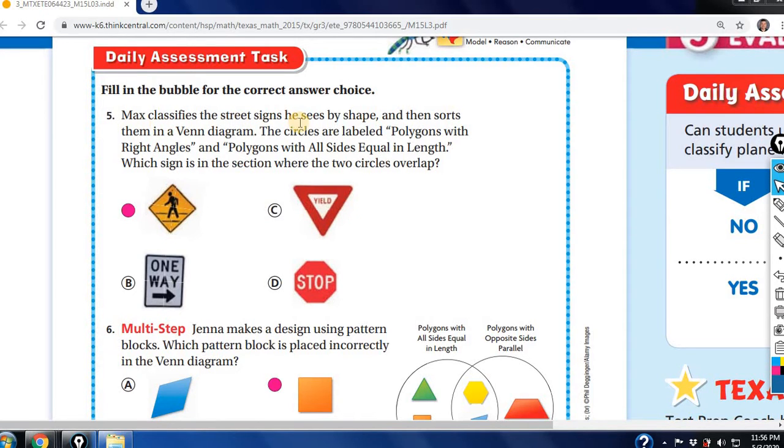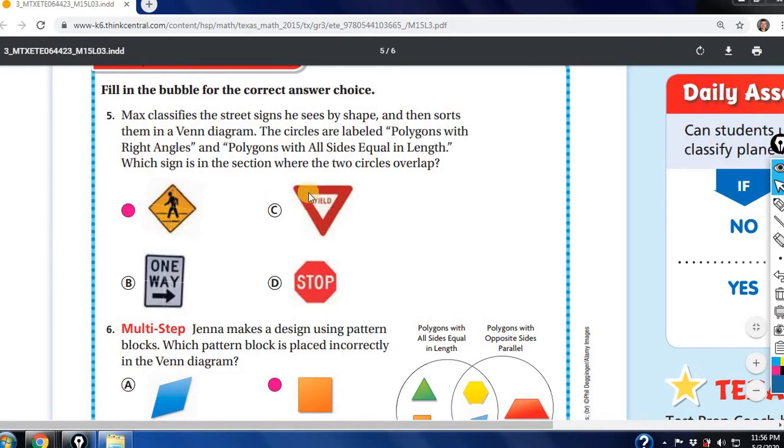So let's look at the first one. Max classifies the street signs he sees by shape and then sorts them in a Venn diagram. The circles are labeled polygons with right angles and polygons with all sides equal in length. Which sign is in the section where the two circles overlap? And remember, in your Venn diagram where the two circles overlap, that means whatever is in here has the characteristics of this circle and the characteristics of this circle. So it has to have both characteristics.